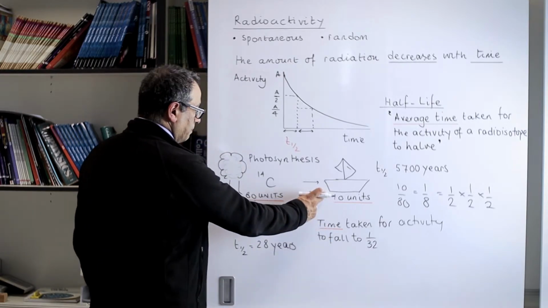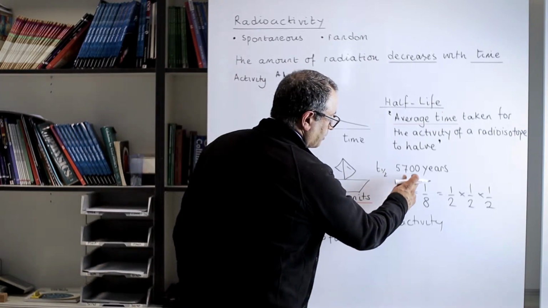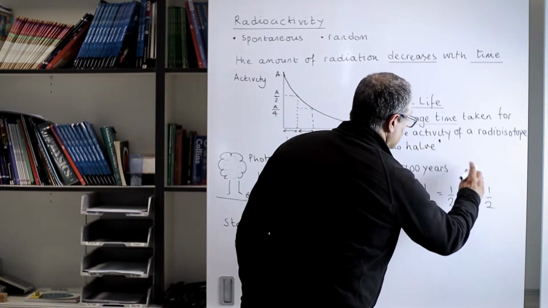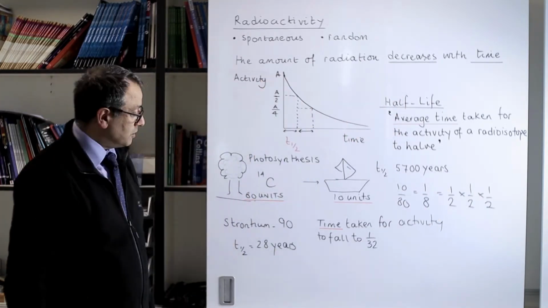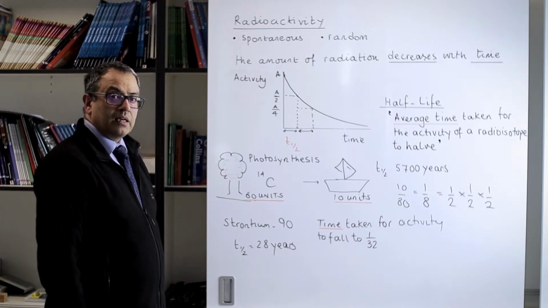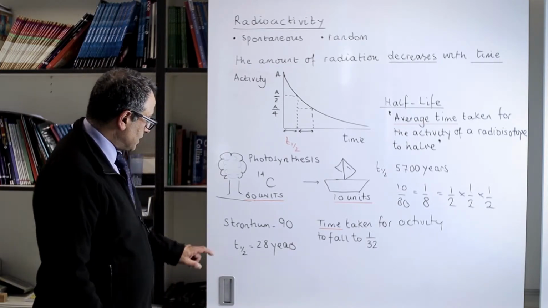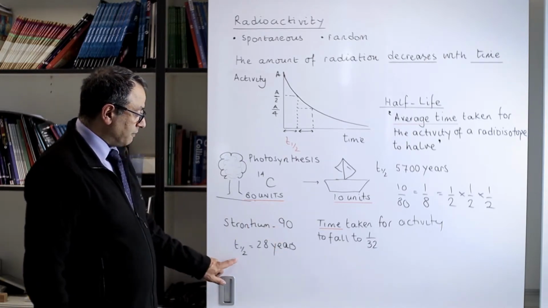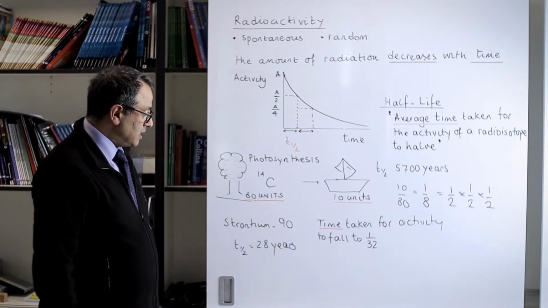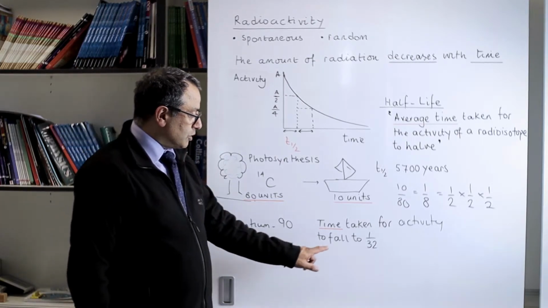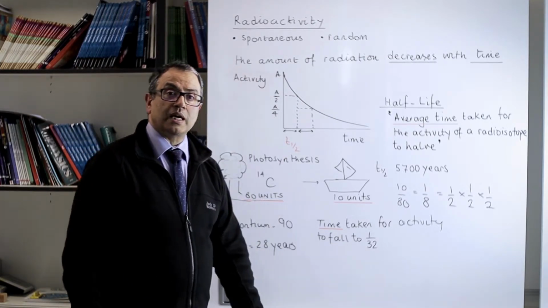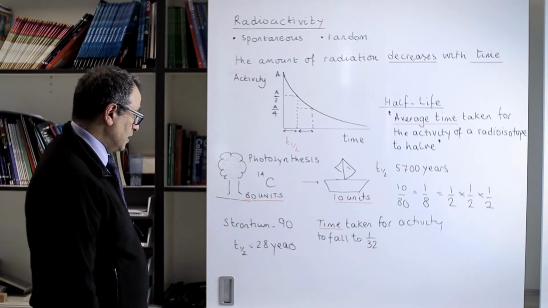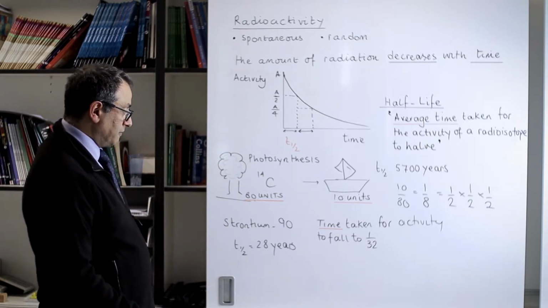So this ship is then 3 lots of 5,700 years old. That will then make it 17,100 years. I can give you a second example. A second example is one, there's an isotope of strontium, strontium-90, a half-life of which is 28 years, and you want to work out how long it would take for the activity to fall to 1/32 of its initial value.